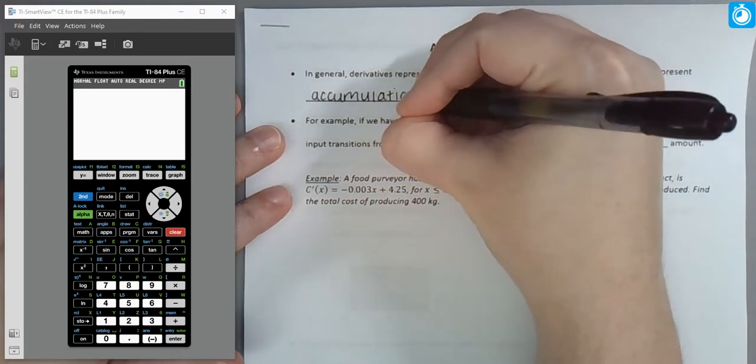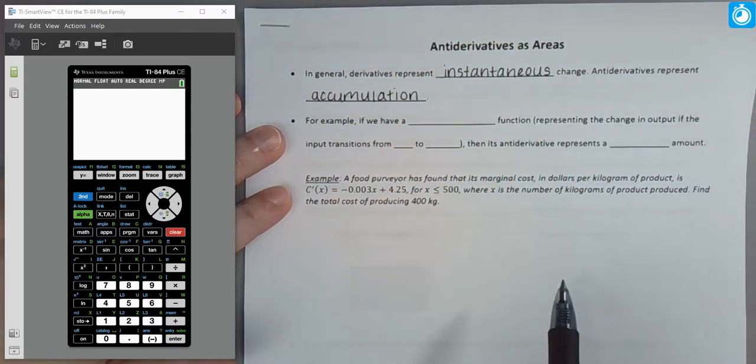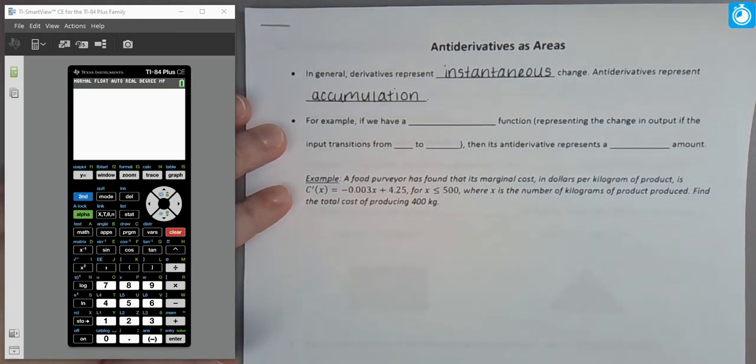So when we evaluate the antiderivative for a function and look at the values of the antiderivative, we're asking the question not how our outputs are changing, but how are our outputs accumulating as we transition from one particular input value to another particular input value.